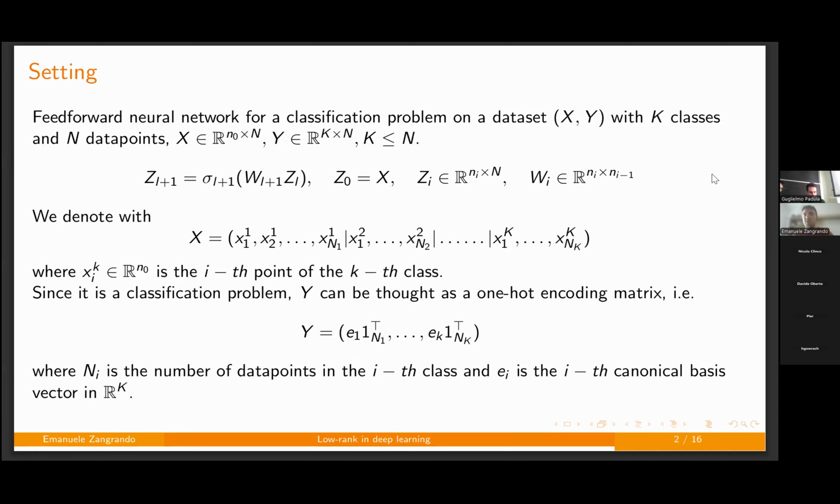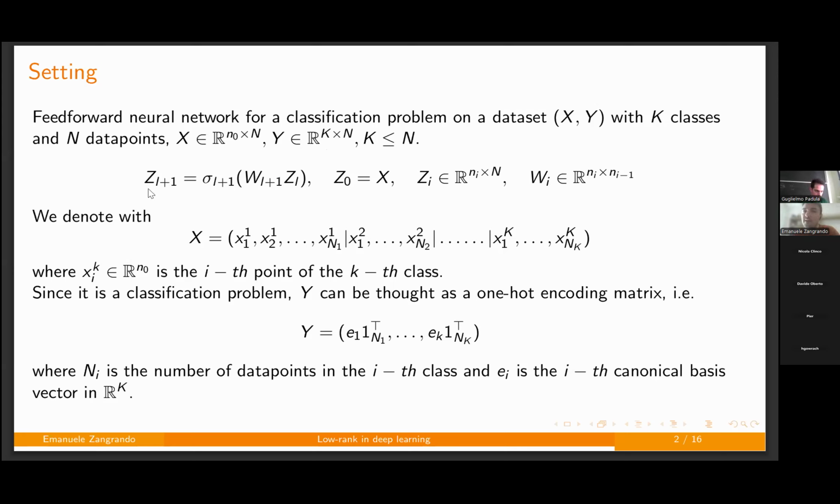First of all, I would like to start with the setting and the notation so that everyone is on the same page. Throughout the entire talk, I'm going to be considering feed-forward neural networks, which we think of for a classification problem on a fixed data set that we call X, Y. The classification task has big K classes. We stack all our data points in columns of a matrix X, and the points are represented as vectors in R^n0. And we stack our representation of the labels of the classification problem in a matrix.